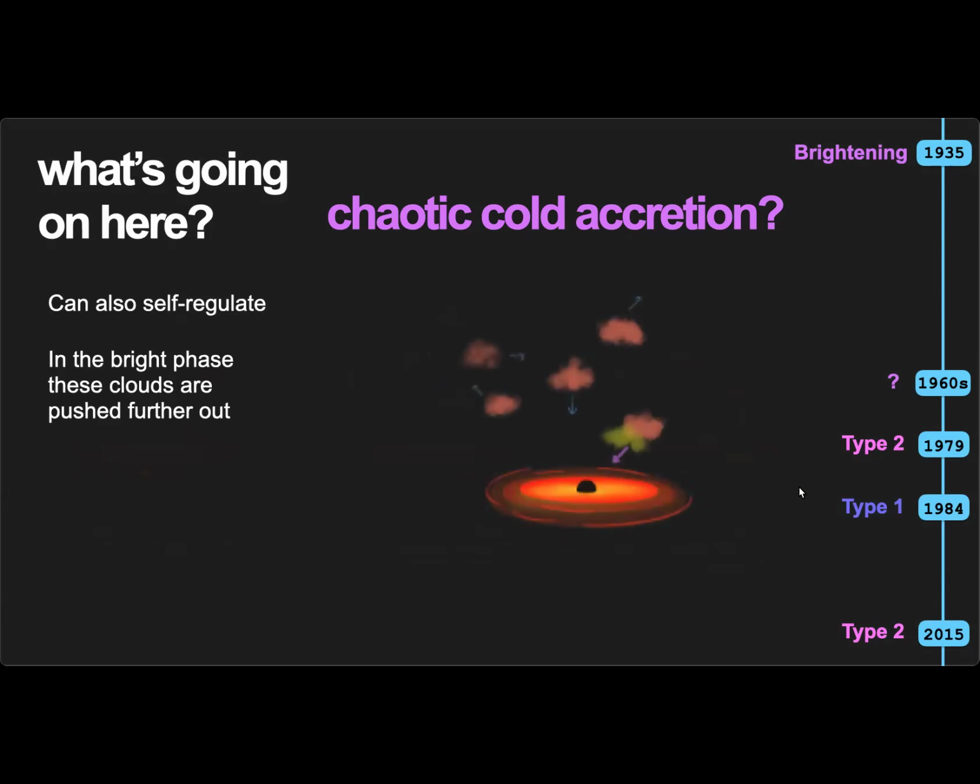Why is this one blurry? Interesting. So it can also self-regulate. In the bright phase, these clouds get pushed further out, which reduces the likelihood of infall, which kind of shuts off the process. And then as it fades, the clouds can move closer in, and you get this kind of cyclical effect.